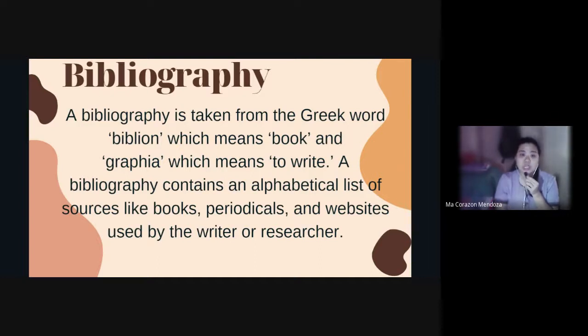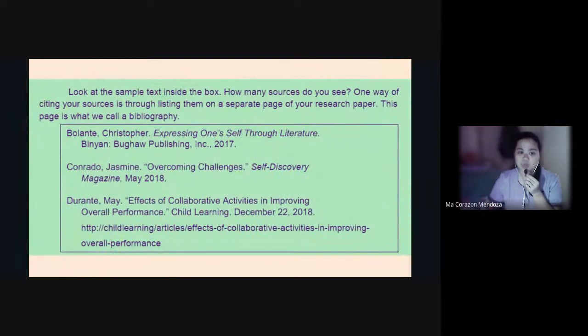So you see here, class, a writer can consult books like the physical books, the periodicals such as journals, magazines, newspapers, and websites, which are an example of online source. So your bibliography or sources is not limited to printed sources, but it also includes online sources.